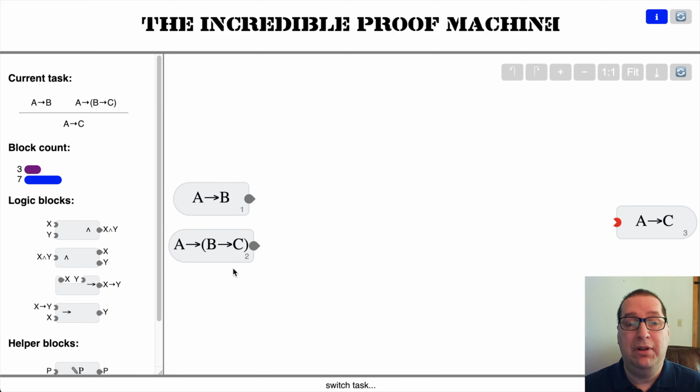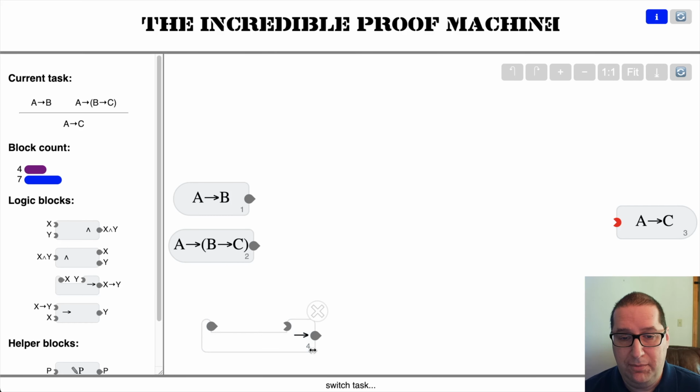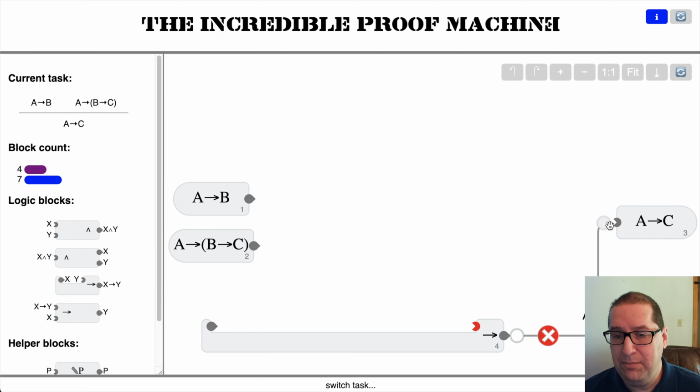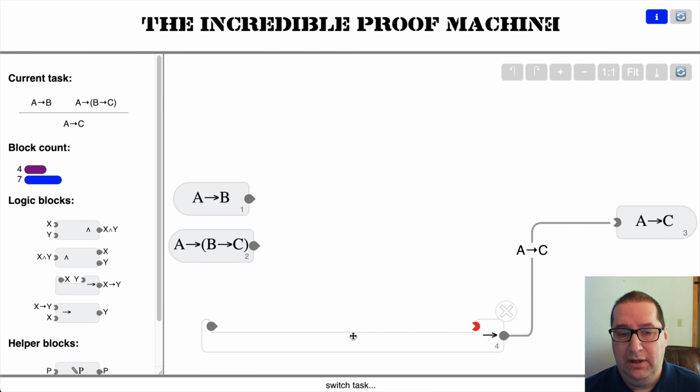All right, we have A implies B, and we have A implies B implies C. From that, we're supposed to prove A implies C. Oh boy. Well, I think we're clearly going to need to introduce some implication. So let's connect that up there. Move that over here so you can read it. A implies C. So that means we're assuming A again, and we need to prove C.